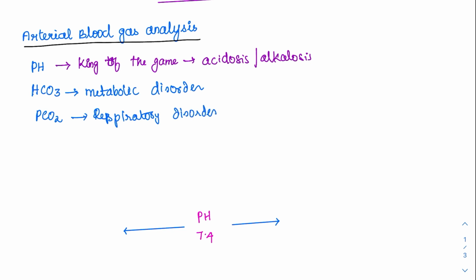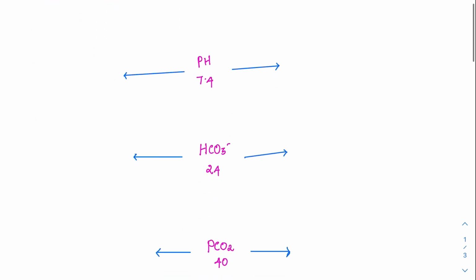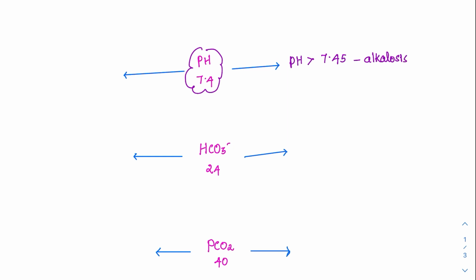Now we have to know a few things that will help us for diagnosis. What is the normal pH? I have written here 7.4. Whenever the pH goes beyond 7.45, since pH is the inverse log of H plus, the H plus levels are coming down. So this indicates alkalosis. Whenever the pH is less than 7.35, it is decreased. That is called acidosis. So I have to remember these values.